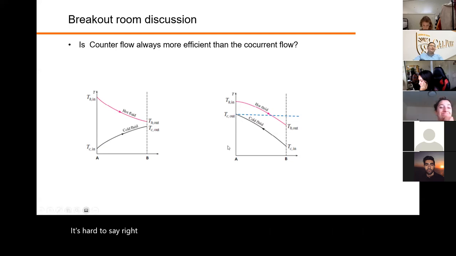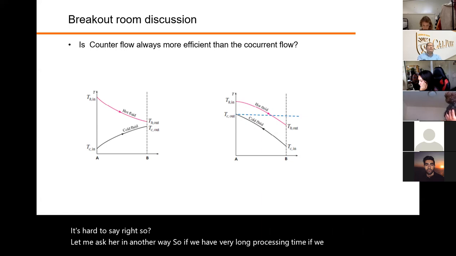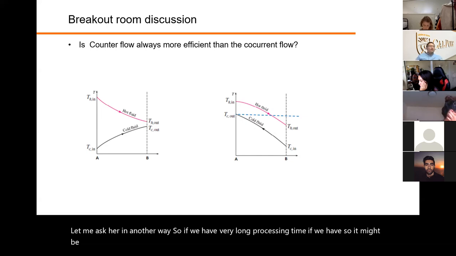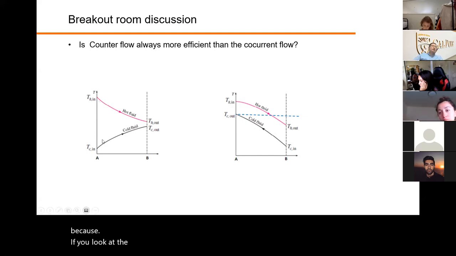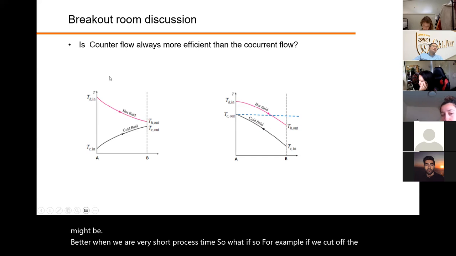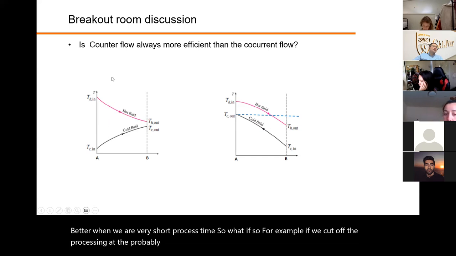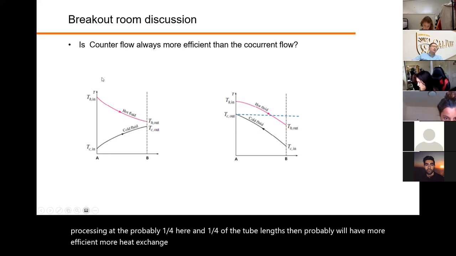So let me ask in another way. If you look at the cocurrent flow, the temperature gap is huge at the very beginning, right? So it might be better when we have very short processing time. For example, if we cut off the processing at the first quarter of the tube length, then probably we'll have more heat exchange efficiency in this type of flow pattern.